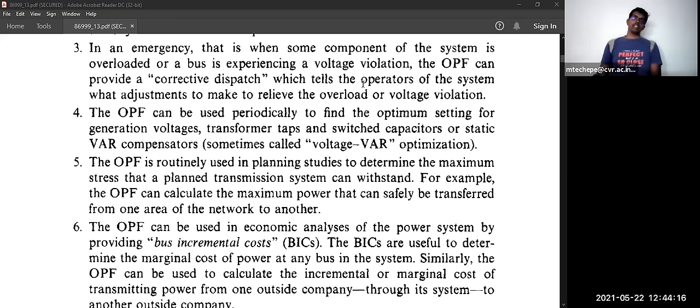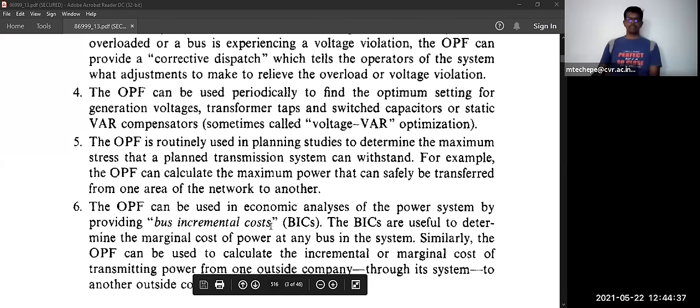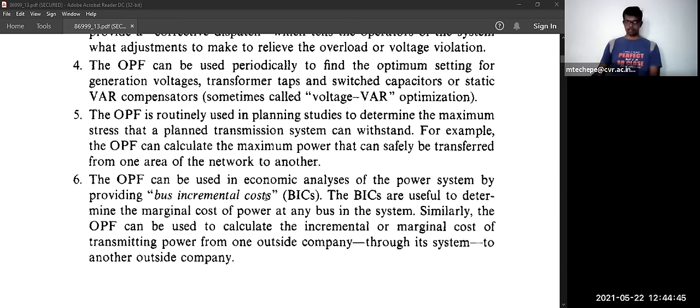Like that, we are already going for future planning also, and that planning is also done in the OPF. So OPF can calculate the maximum power that can safely transfer from one area of the network to another network. Next, OPF can be used in economic analysis of power system by providing bus incremental cost.